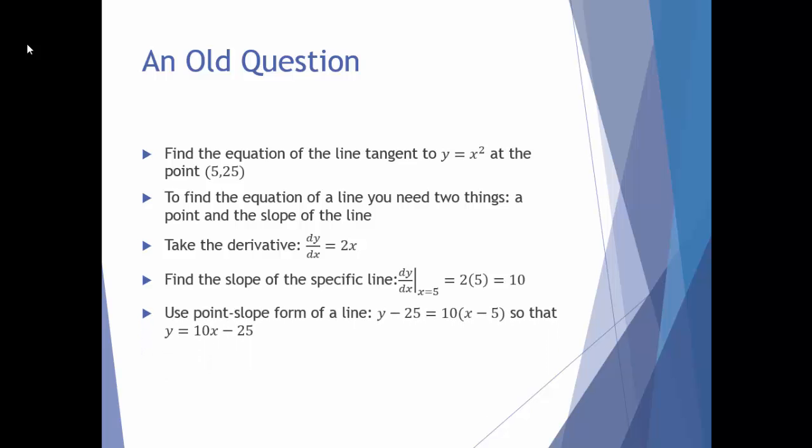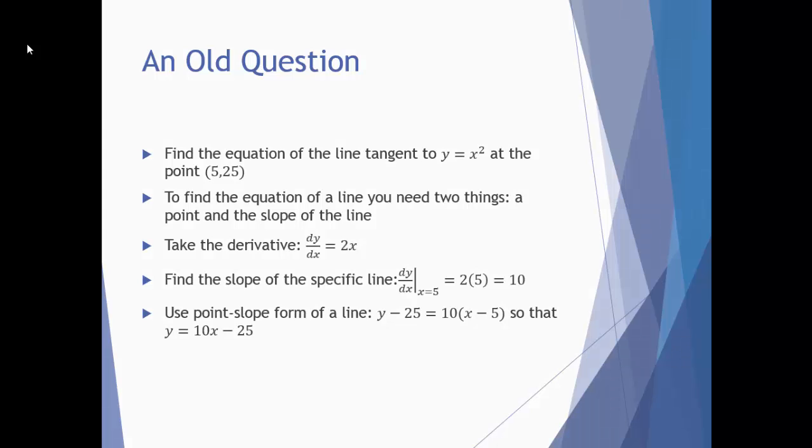And then we just use the point-slope form of a line. y minus the y value, which is 25, equals 10, which is the slope, times x minus 5. And when you solve that for y, you get y equals 10x minus 25. So that's the equation of the line tangent to y equals x squared at (5, 25).